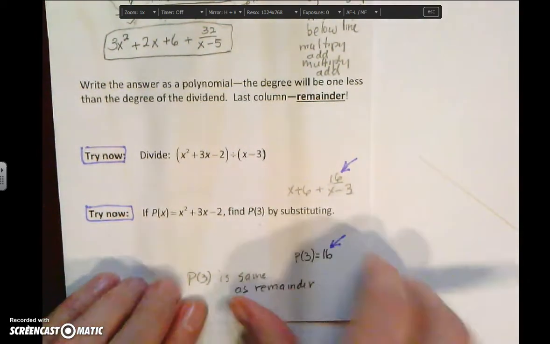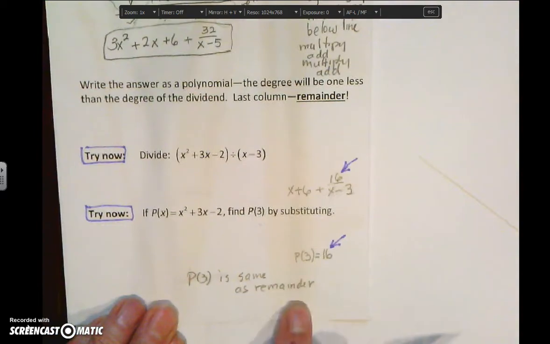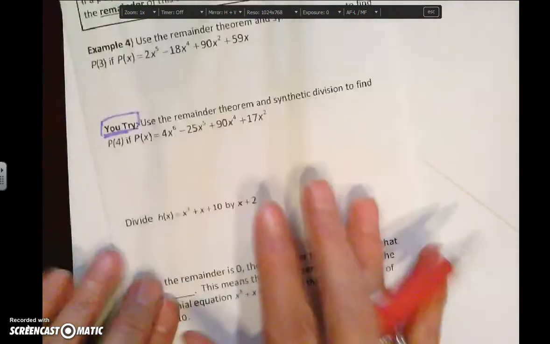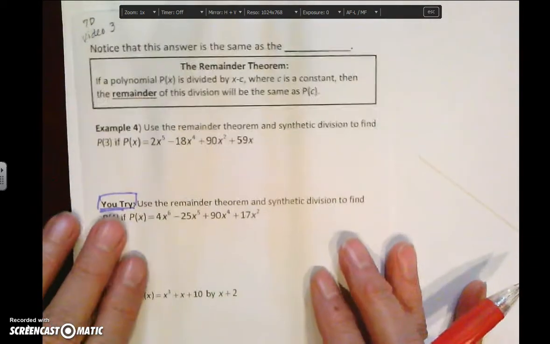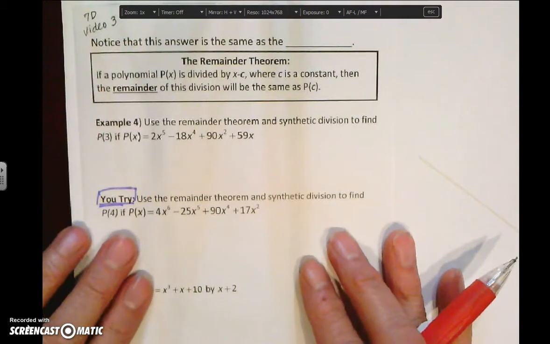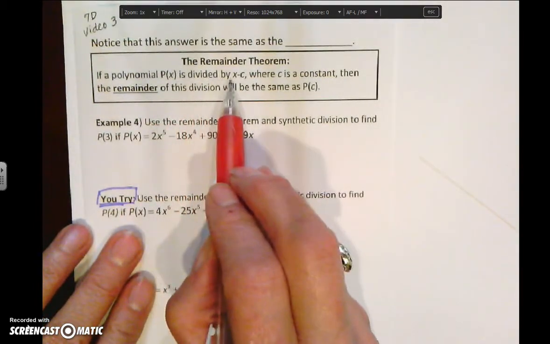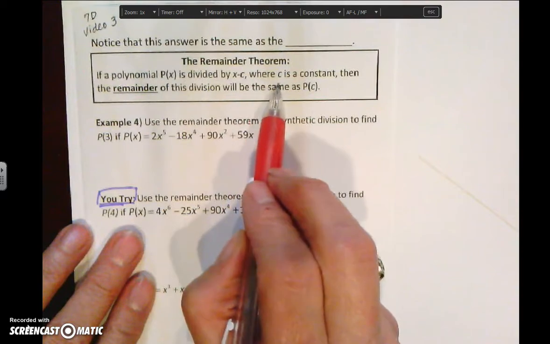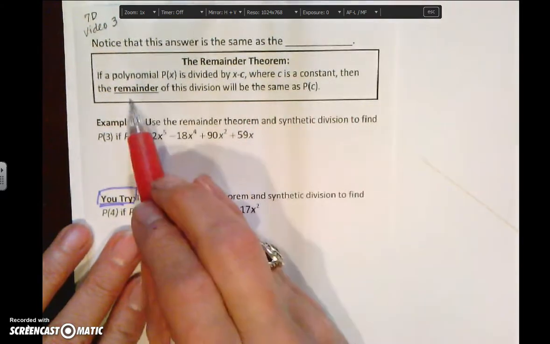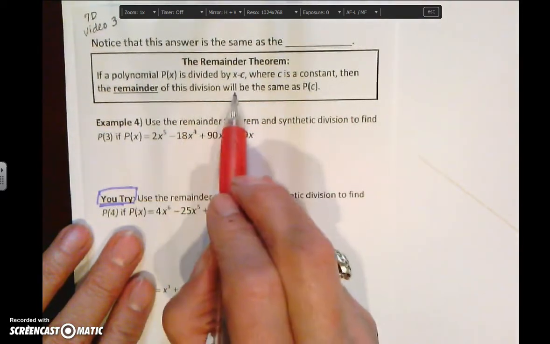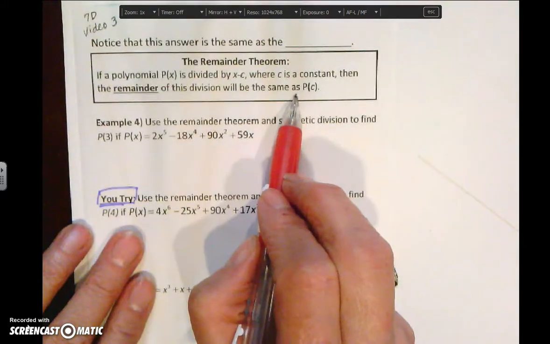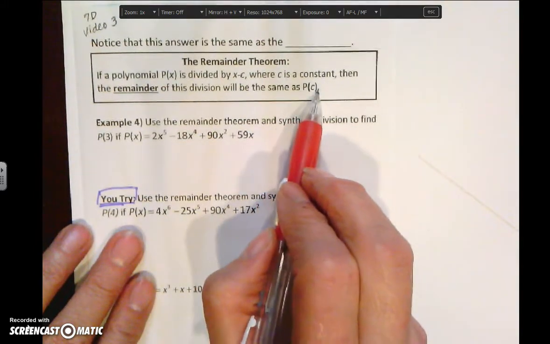So that's going to lead to this next. The P of 3 is the same as the remainder. So that's going to lead to the remainder theorem, which states if a polynomial P of x is divided by x minus c, where c is a constant, then the remainder of this division will be the same as what you would get if you evaluated P of c.